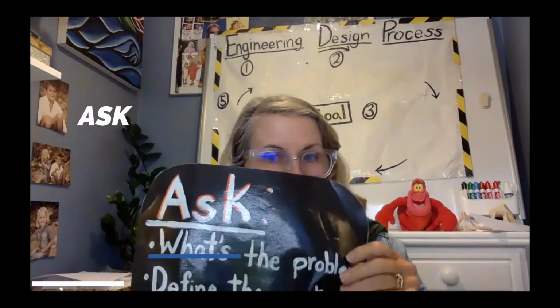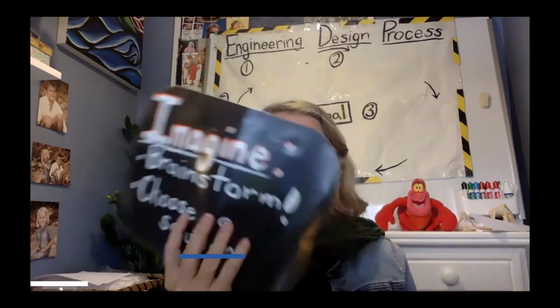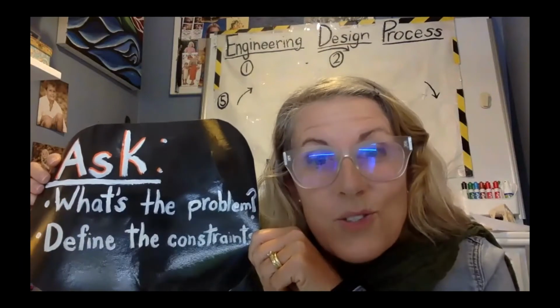So we have ask, and I'll explain that one. And we have improve. This is the same process that the engineers go through in real life. We have create, we have plan, and we have imagine. Now, which order do these go in? I will tell you. The first thing is we're going to be asking, what's the question? What's the problem? What are the constraints?